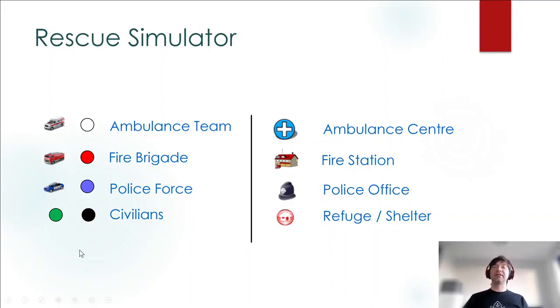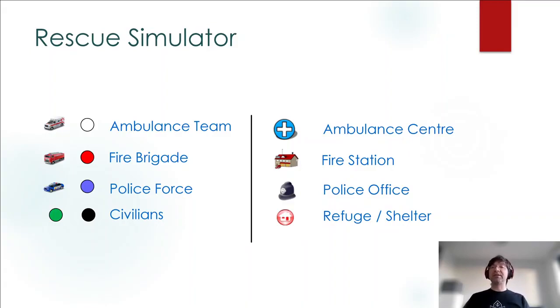In addition to these active entities, we also have several passive entities, in addition to the roads and buildings. One of them is the ambulance center, another is the fire station, and the other is the police office. These entities are related to the different types of agents that we have, and they may be central points where the decision-making process takes place instead of being done by each individual agent. And we also have a shelter, which represents a safe refuge where the civilians can be brought so they stop dying and can receive some treatment.